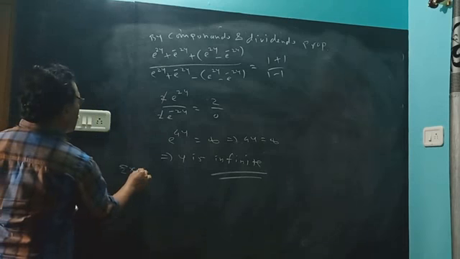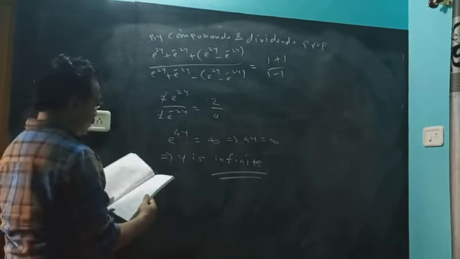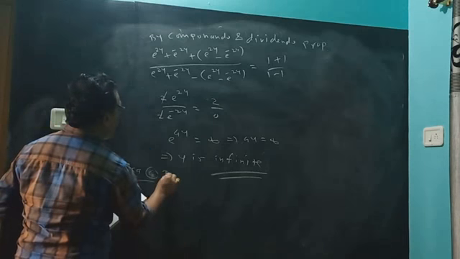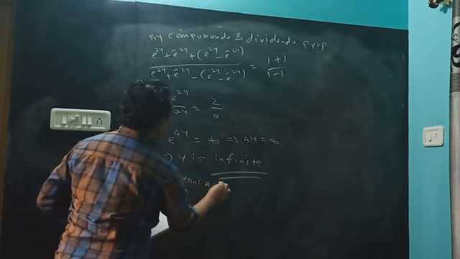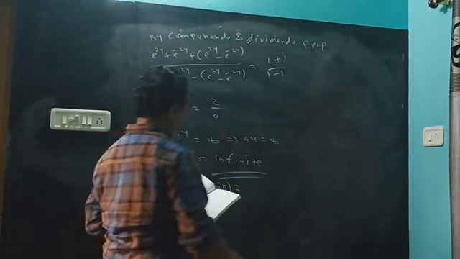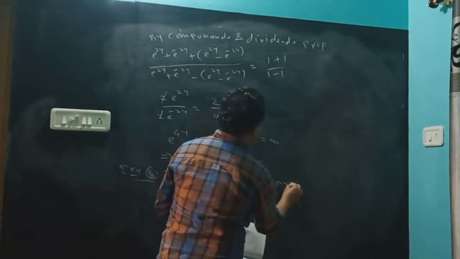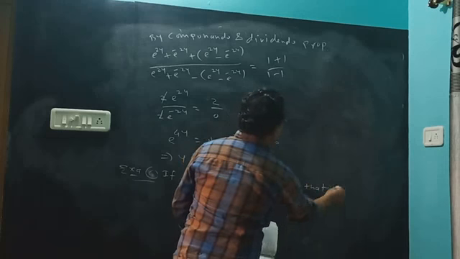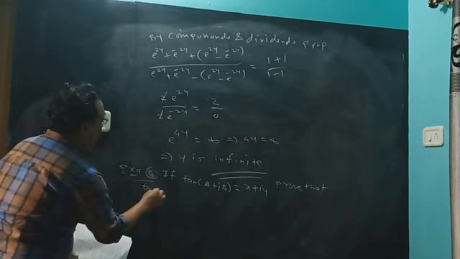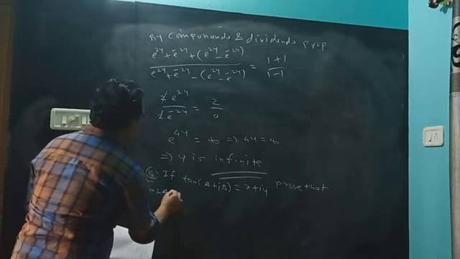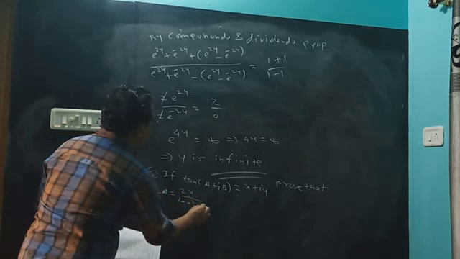Next example, okay, hyperbolic function. If tan of a plus ib equals to x plus iy, then prove that tan 2a equals to 2x upon 1 minus x square minus y square.